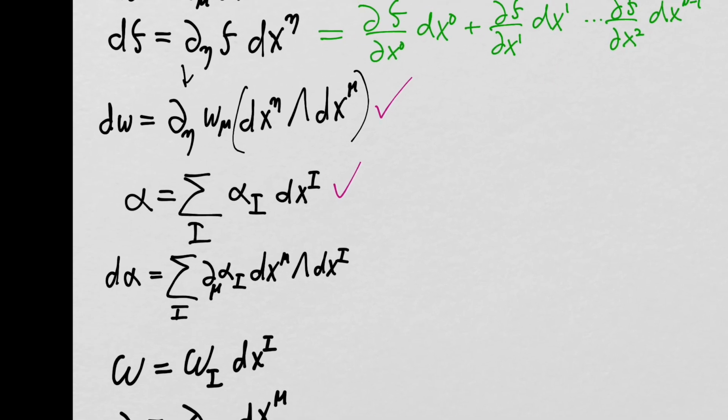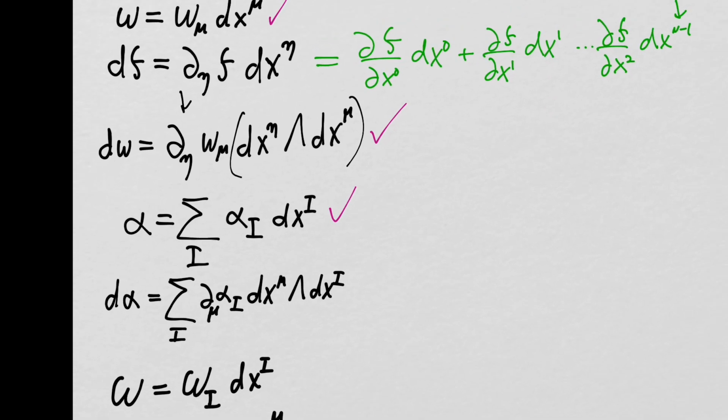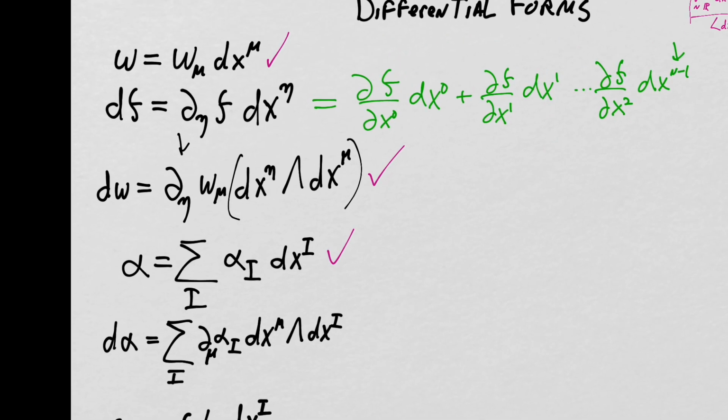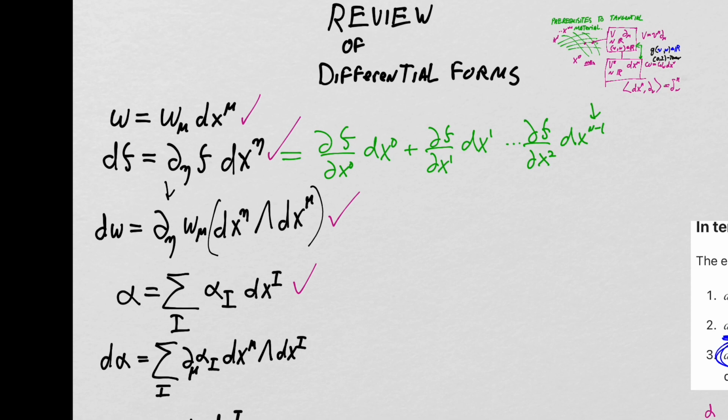Let's see, what else have we covered? We've covered the exterior derivative of a zero form, of a one form. We've defined a one form. We've also defined V, an arbitrary vector, as V^mu partial_mu. Just like an arbitrary one form is this, an arbitrary vector is that. Okay, so what's next?